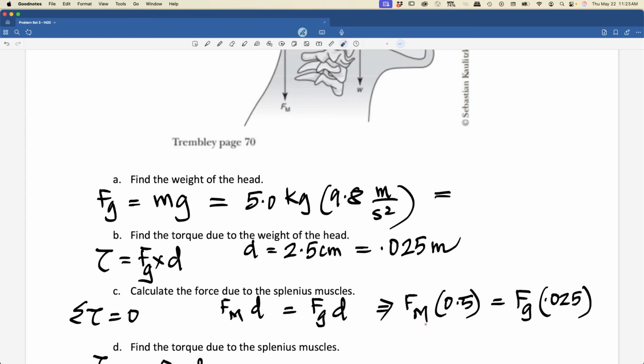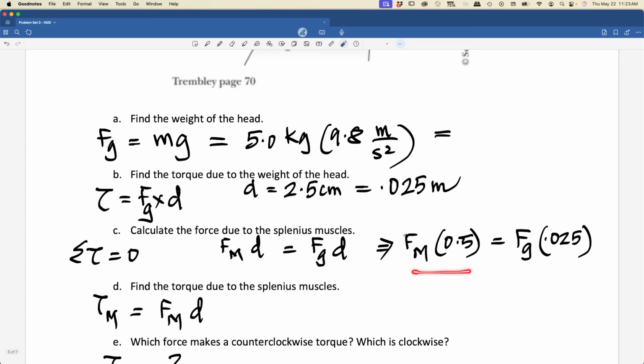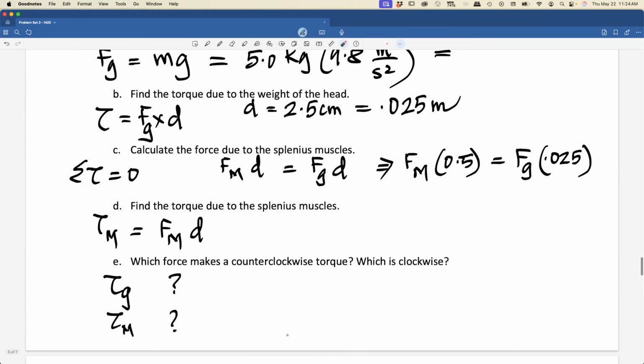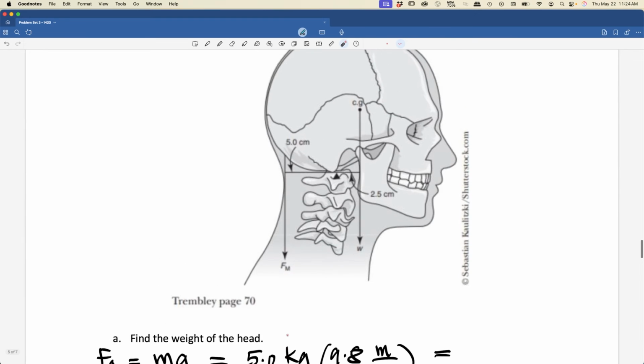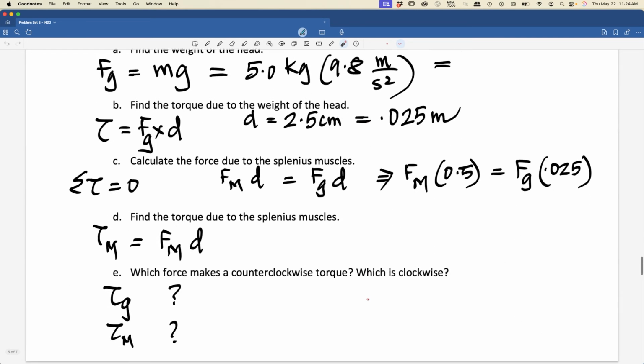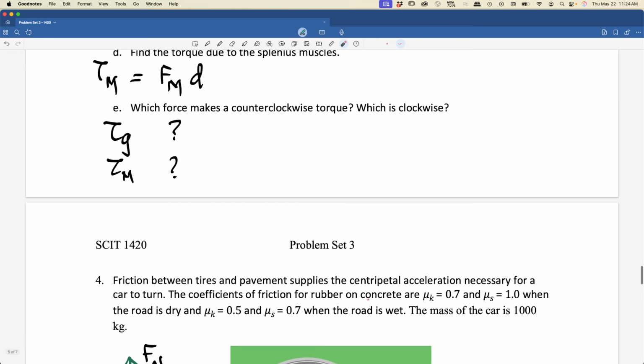And once you get that, find the torque due to the splenius muscles. Okay, that is this thing. Once you got this number in part C, just use that answer to multiply it with D, which is 0.5. You get the torque due to the splenius muscles. And then the simplest question of all, which I've been explaining, is which force makes a counterclockwise, which is clockwise? Well, look at the diagram, and you know this is clockwise, this is counterclockwise. So figure it out, okay? That is question number 3.